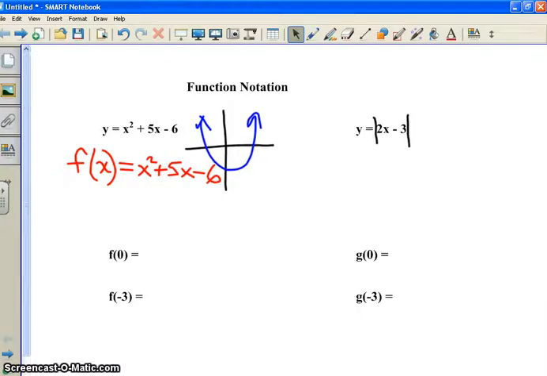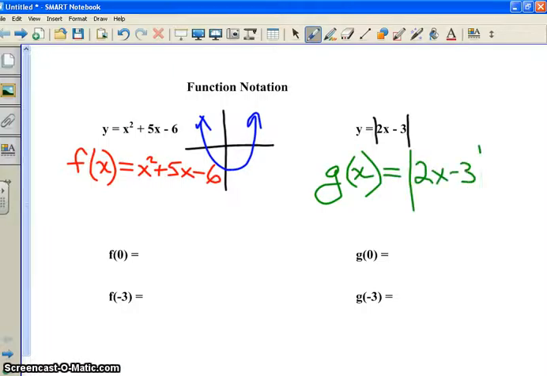Now this function I'm going to name with a different letter just so we can distinguish between the parabola and the V. Let's call this function the g function. So I'll say g of x is equal to the absolute value of 2x minus 3. So the f of x, the g of x, h of x, a of x, whatever letter we want to use, replaces the y value. It replaces the output.